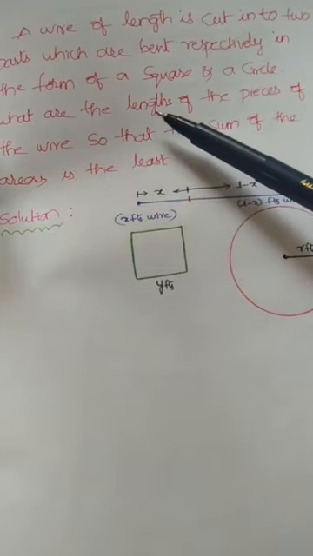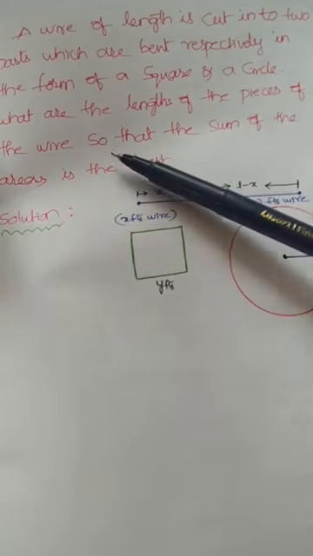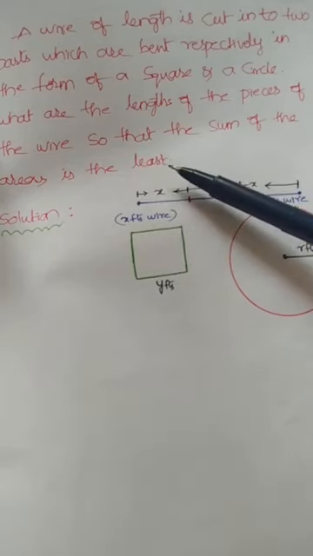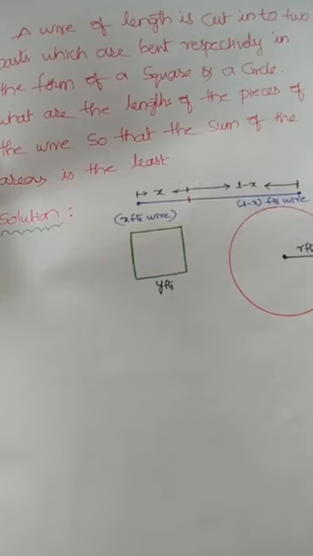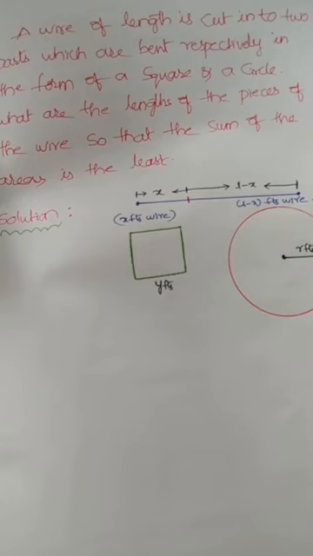What are the lengths of the pieces of the wire so that the sum of the areas is the least? We have to find the lengths of the two pieces of wire. The sum of their areas must be least, meaning the area of the square plus the area of the circle must be least. In that case we have to find the wire lengths which are cut into two pieces. That is what we are going to find now.